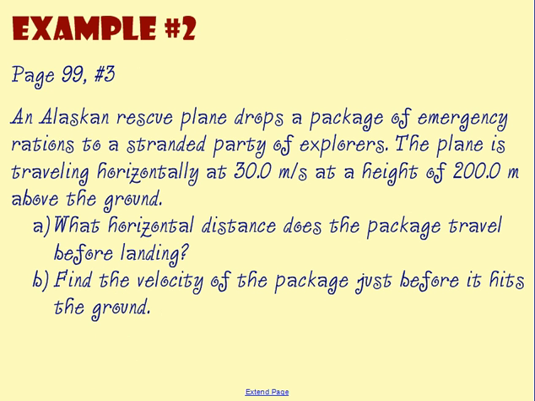In this problem, we have an Alaskan rescue plane dropping a package. The plane travels horizontally at 30 meters per second at a height of 200 meters above the ground. And we're looking for two things this time: what horizontal distance the package travels and the final velocity. Let's focus on writing down what we know first.